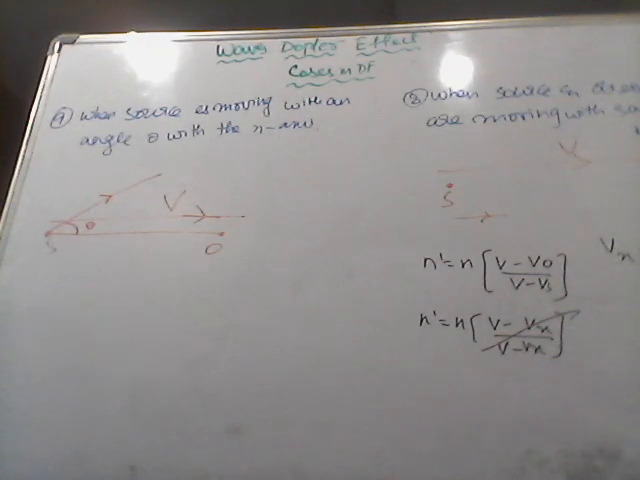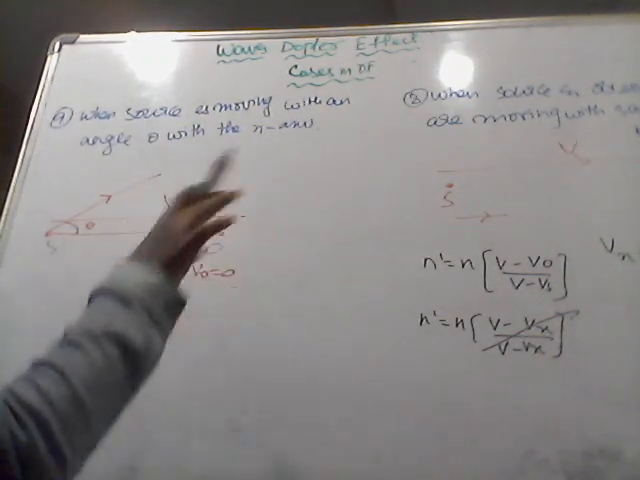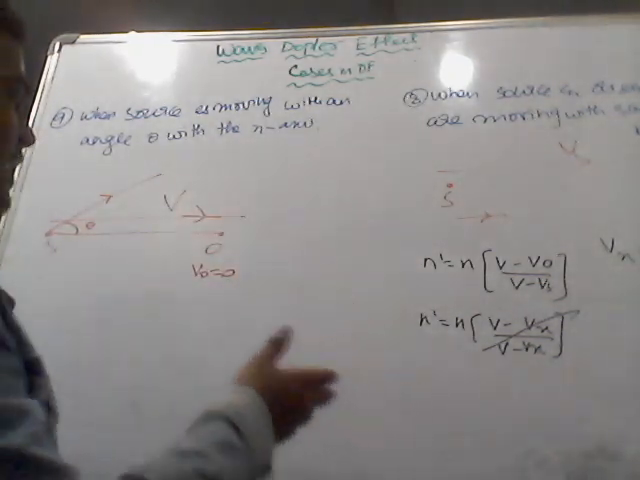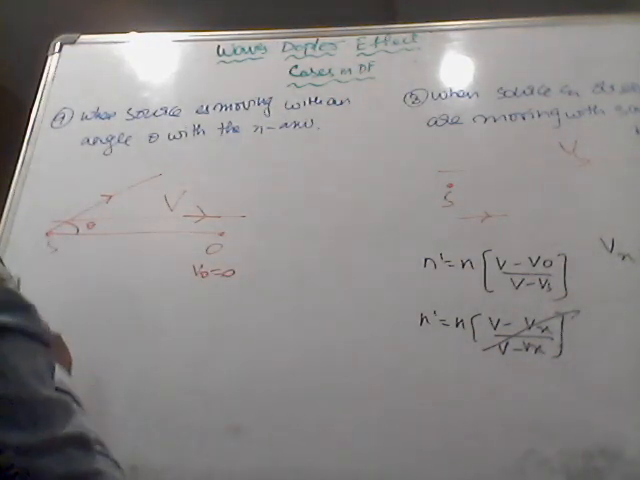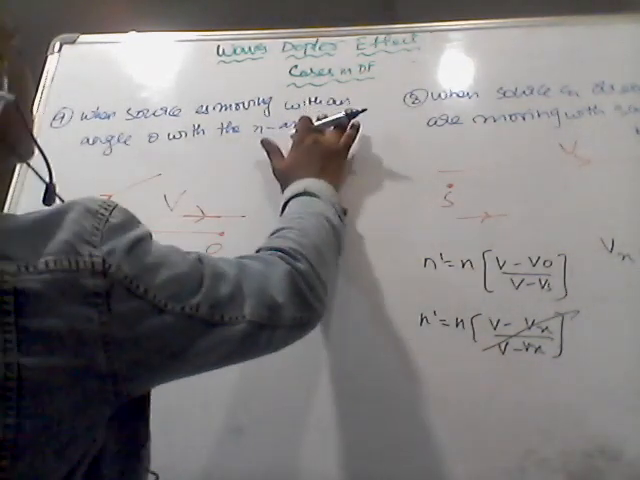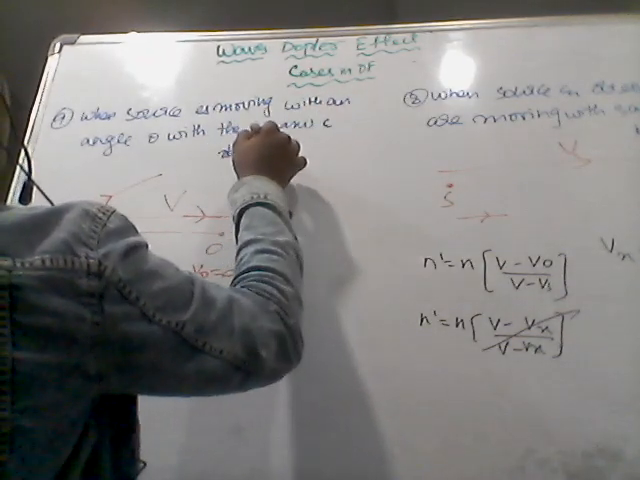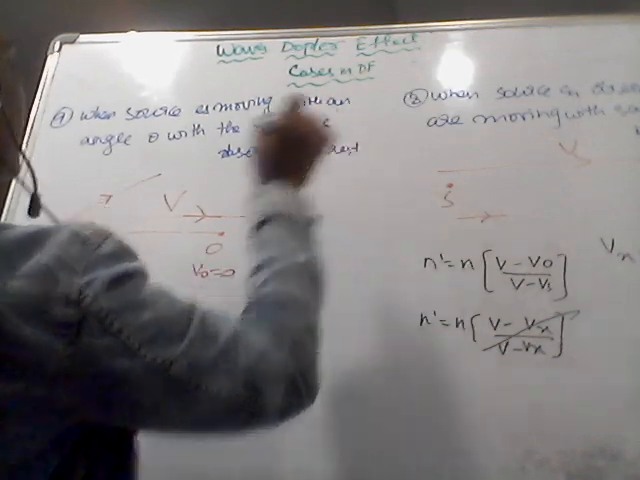This is the case that is given to us. They didn't mention anything about the observer, so we will imagine that the velocity of the observer is 0. Next case we will even see when the observer is also moving. We'll see that in the next case. Presently we will take that the velocity of the observer is 0, means the observer is at rest. Observer is at rest, right?